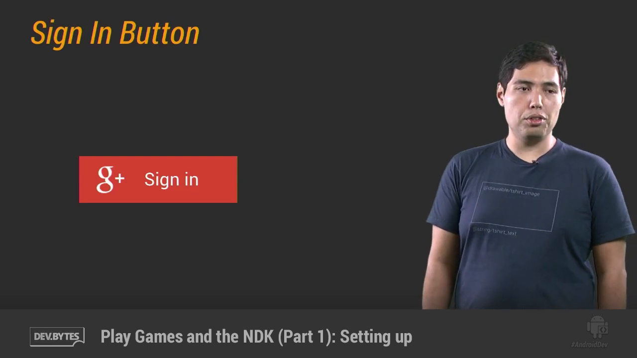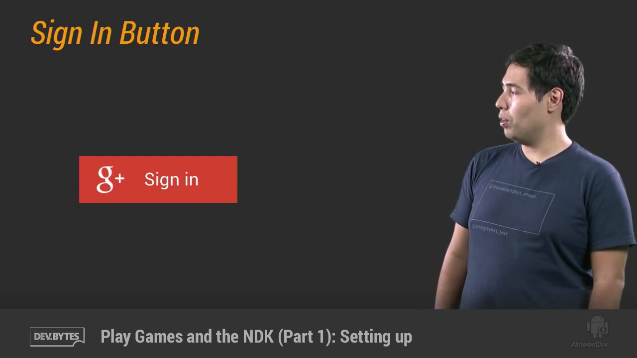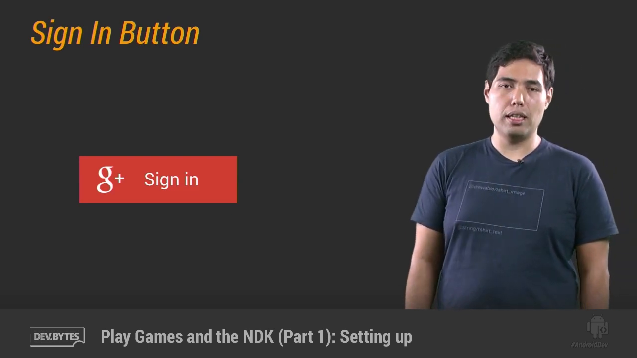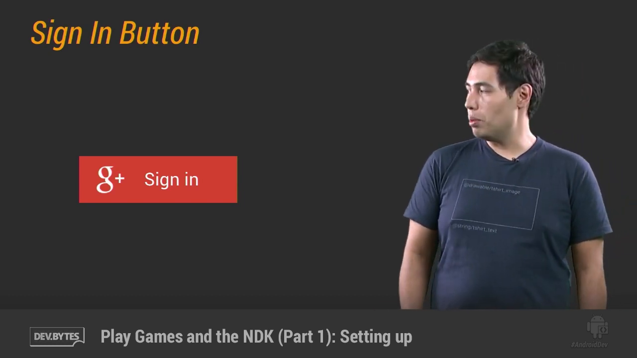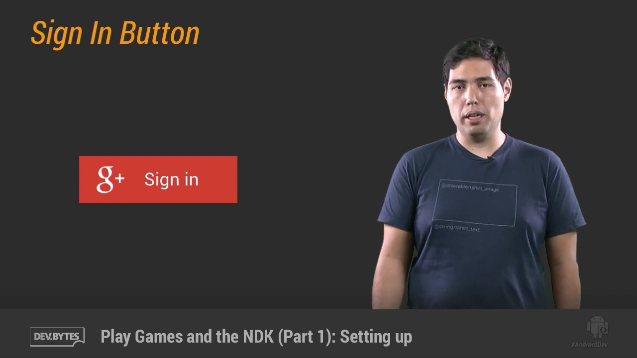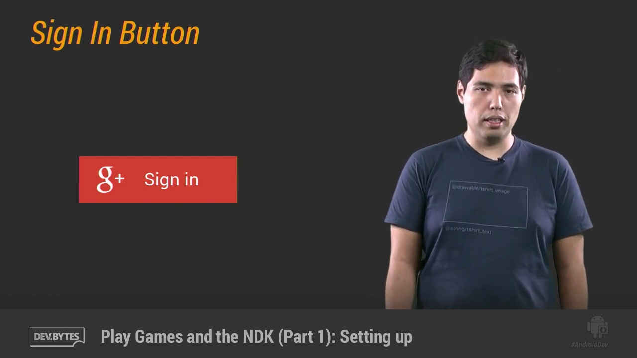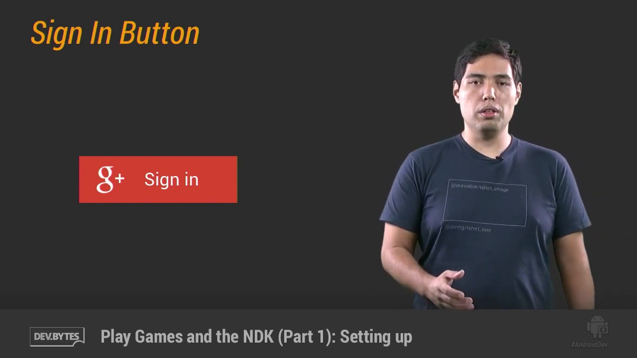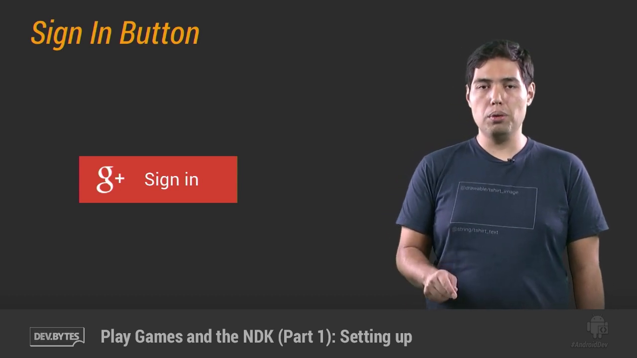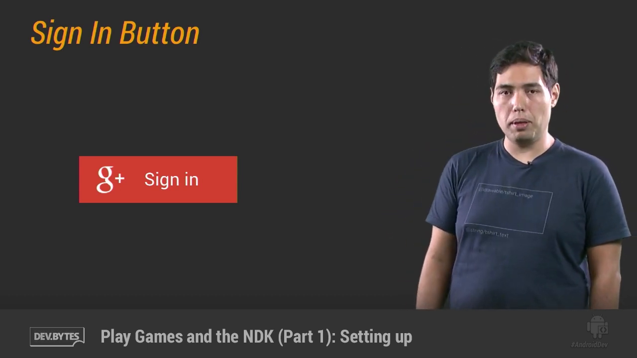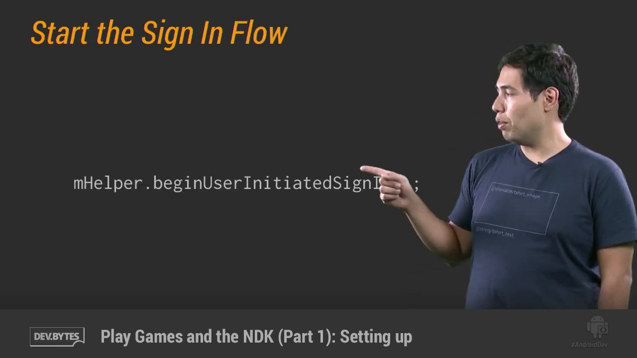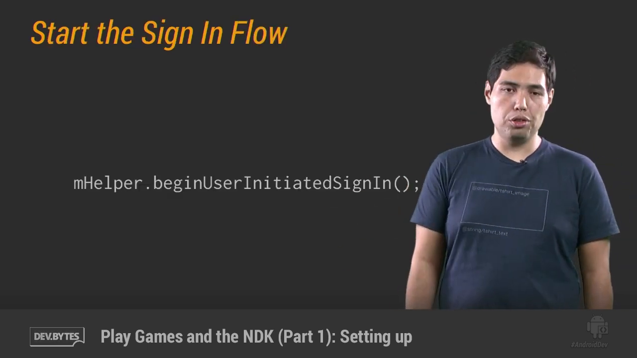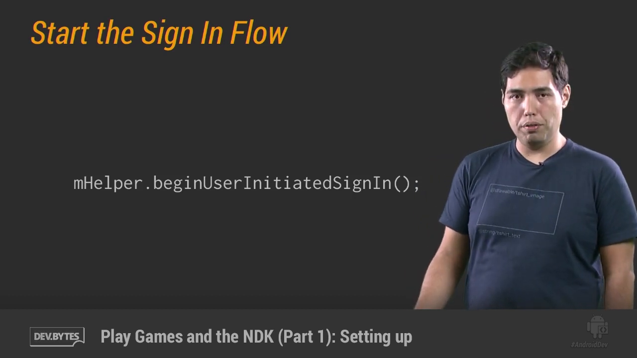After you're done setting up the JNI, you're probably going to want to have a sign-in button somewhere in your game. The sign-in button pretty much looks like that. You have some liberty to customize it, but when the player clicks on it, you should start the sign-in flow. The sign-in flow is the whole set of dialogues that the player has to click through to actually authorize your game to access the Play Games API. So when the user clicks that, what you want to call, this is in Java, of course, is mHelper.beginUserInitiatedSignIn. That's going to begin the whole sign-in flow.